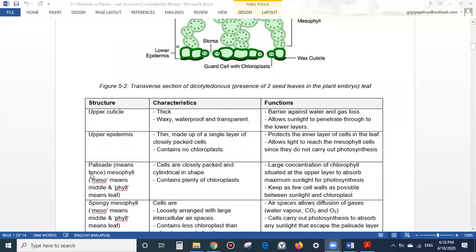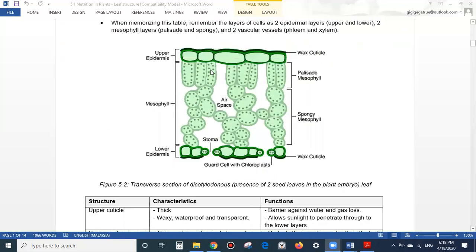Palisade comes from the word fence. So it looks like some sort of fence. You know those old American fences, the white one? White fence. Okay, not very good in digital drawing. The ones that you can see in the garden look something like this. So it looks similar to this. You see, it looks some sort of like a fence. So we call this layer the palisade mesophyll layer.